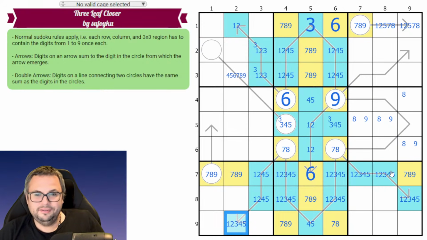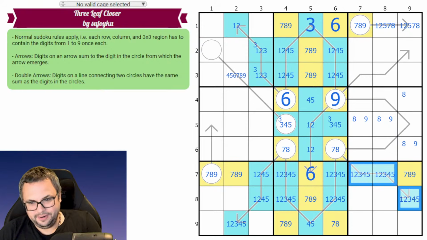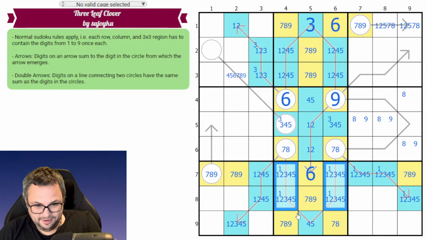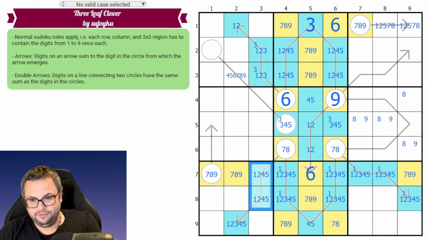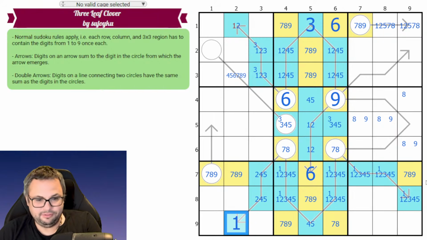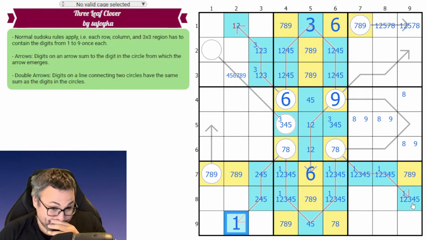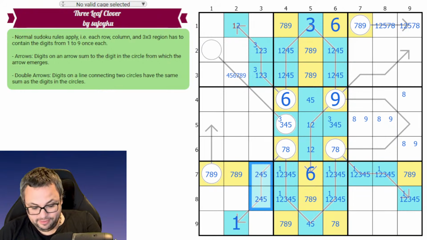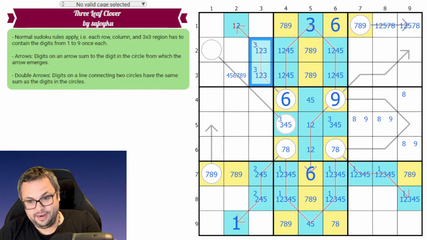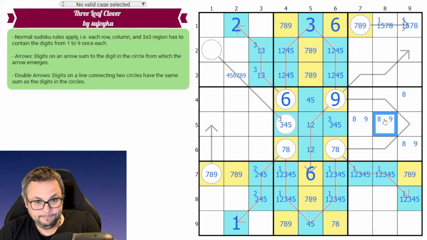Count 1s in boxes 7, 8, and 9. Yeah, we do know there's a 1 here. There's a 1 here. And therefore those 1s align, so there's not a 1 there, but this arrow definitely needs a 1, so that's a 1. And there's definitely a 2 along this arrow as well, because otherwise it would sum to 10. Which then has the advantage of making this a 2. Which then means there's definitely a 1 over there.